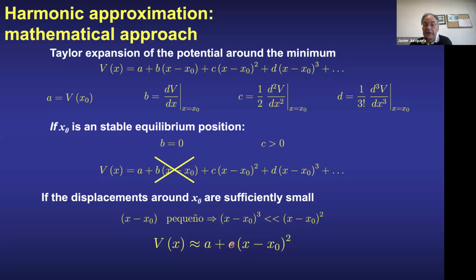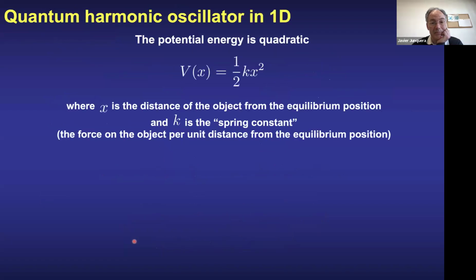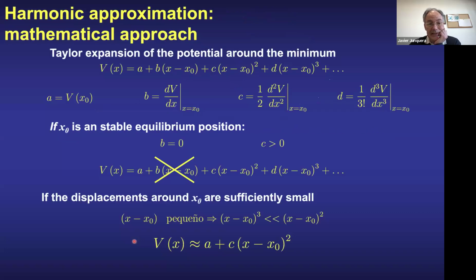But this parabola is nothing else than the potential energy of a spring, of a harmonic oscillator. So that's the power of this harmonic approximation, it is ubiquitous in many fields when we are moving around the minimum, and that's why this problem is so important in physics.